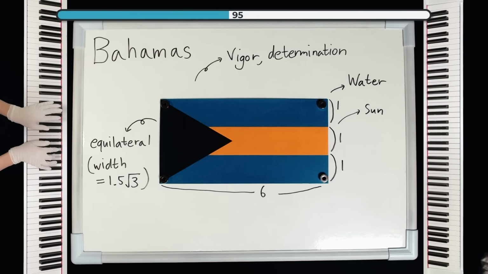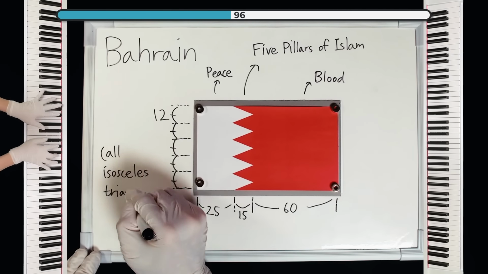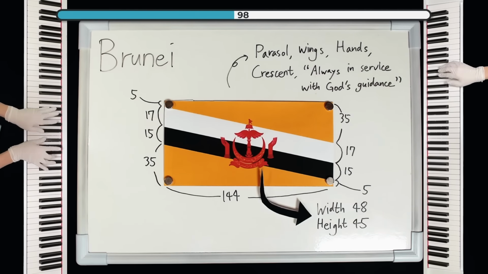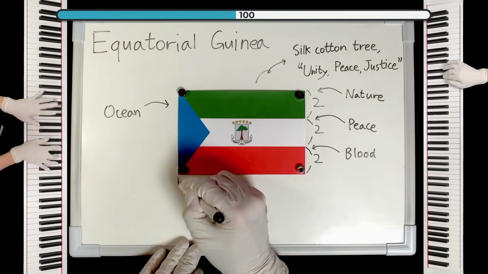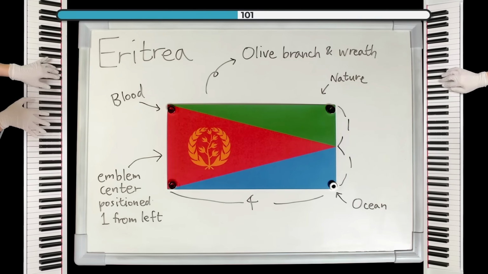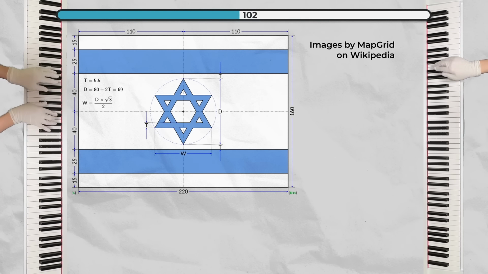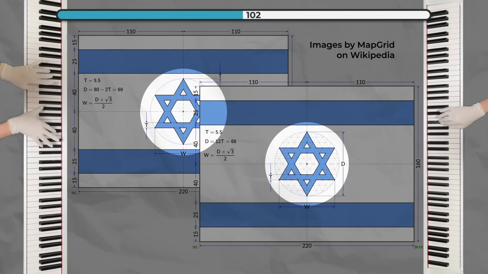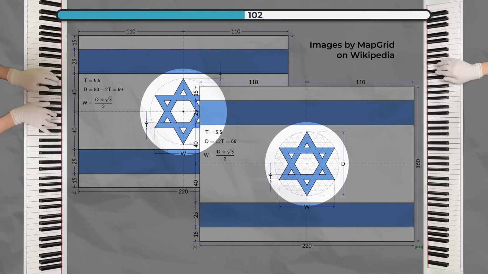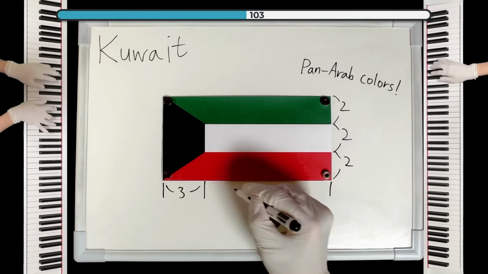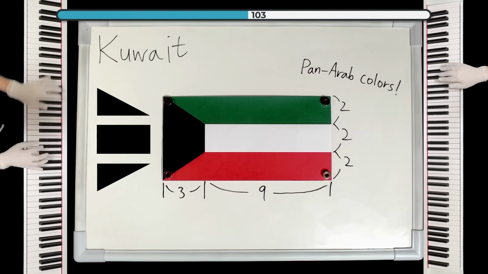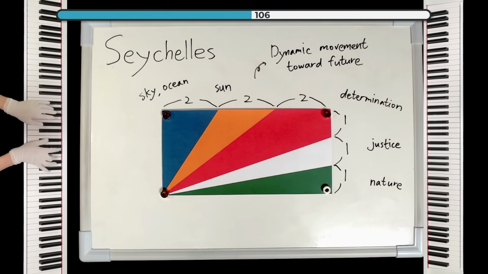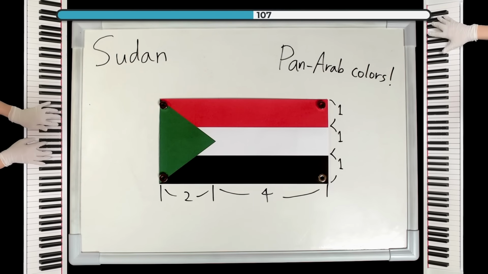Bahamas. Bahrain. The zigzag here can be made by attaching right triangles together. Bhutan. Brunei. Czechia, Equatorial Guinea, Eritrea, Israel. My whiteboard was too small for this one. There are multiple unofficial construction sheets, but in all versions, the Star of David can be broken into tiny triangles, which can be accurately drawn if we have root 3. Kuwait. This shape can be made with right triangles too. Qatar, Republic of the Congo, Seychelles, Sudan, Palestine.